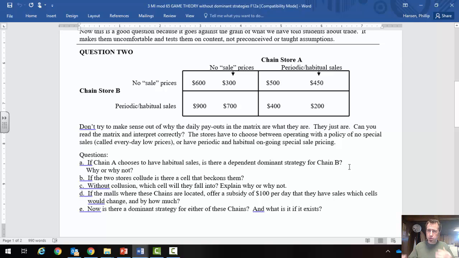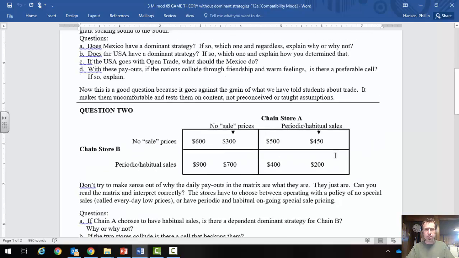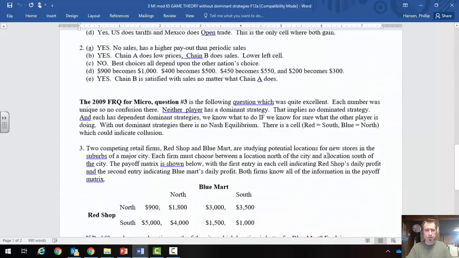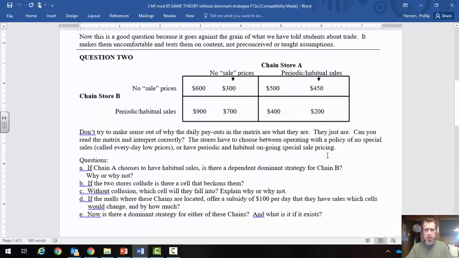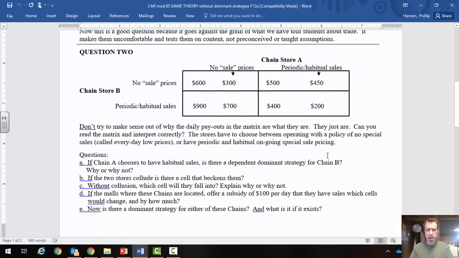So let's do this question together. I'm going to put this Word document on the Canvas page for the day, so you can feel free to look at this and look at the key that goes along with it and practice, because I have some other questions you can practice with here as well. But we're just going to focus on question 2 here today.